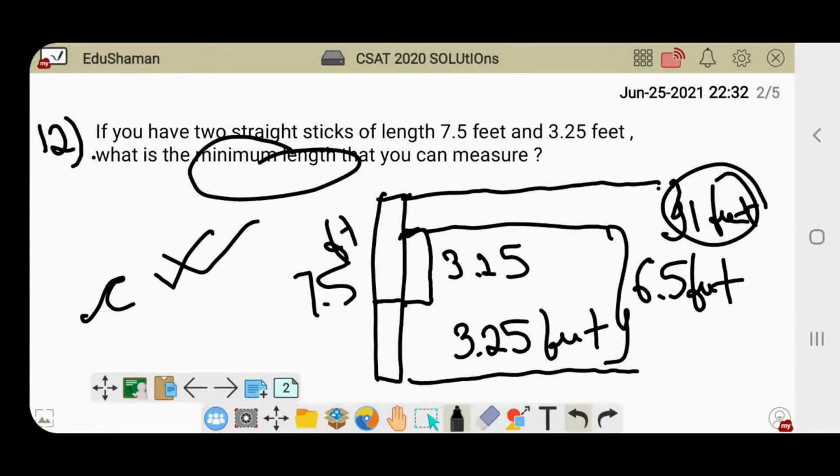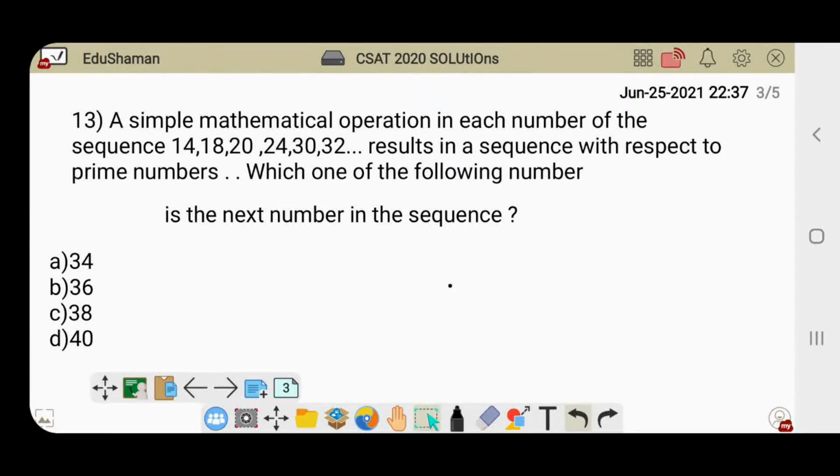So let's go to the next question. The 13th question says, a simple mathematical operation on each number of the sequence 14, 18, 20, 24, 30 and 32 results in a sequence with respect to prime numbers. Which one of the following numbers is the next number in the sequence?